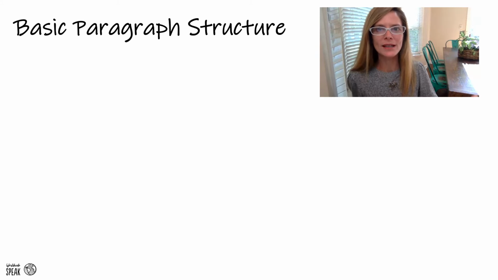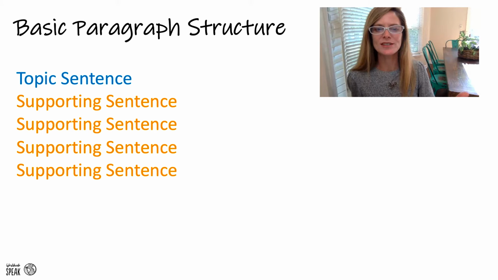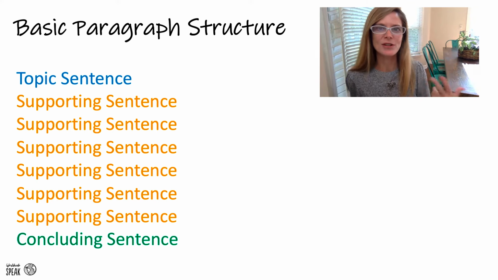So if you were writing sentences for a basic paragraph, you'd have a topic sentence, a supporting sentence, another supporting sentence, and a bunch of supporting sentences, and then you'd have a concluding sentence. So that's 1, 2, 3, 4, 5, 6, 7. That's about 8 sentences there. That's probably your bare bones paragraph.